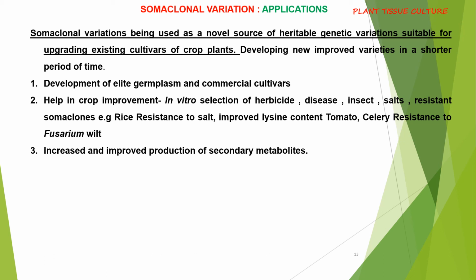Some of these could be for agronomically important traits like resistance against certain pathogens or environmental stress. Some of the examples I have mentioned in my earlier slides. In certain cases, somaclones are being standardized and developed for increased secondary metabolite production. Example in case of shikonin synthesis.